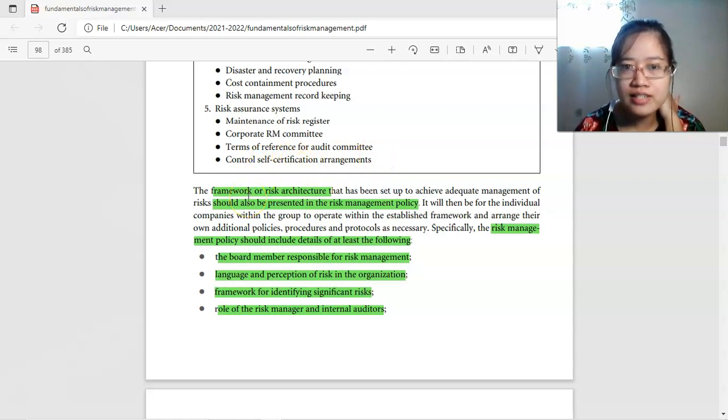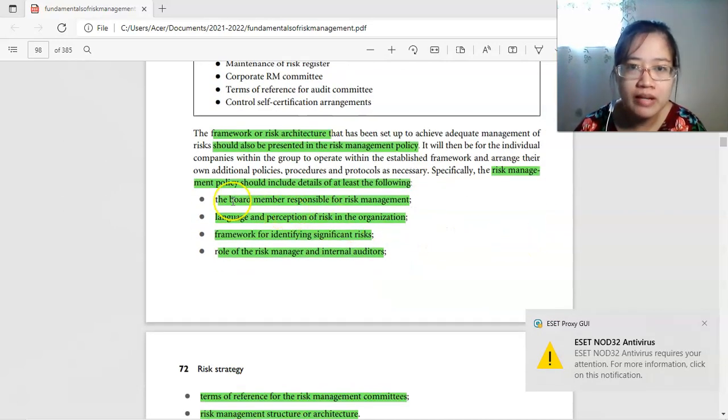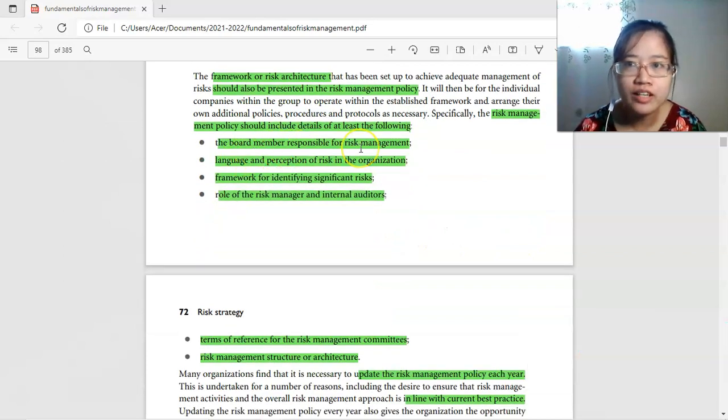The framework or risk architecture set up to achieve adequate management of risk. Kailangan ay presented din siya sa risk management policy. Okay? Tapos yung risk management policy nga, kailangan ay included itong following details. Board member responsible for risk management. Itong board member kasi top yan. Kumbaga parang siya yung pinaka-main person responsible talaga. Okay? But when it comes to execution kasi, normally, yung mga nasa baba ang gumagawa ng execution.